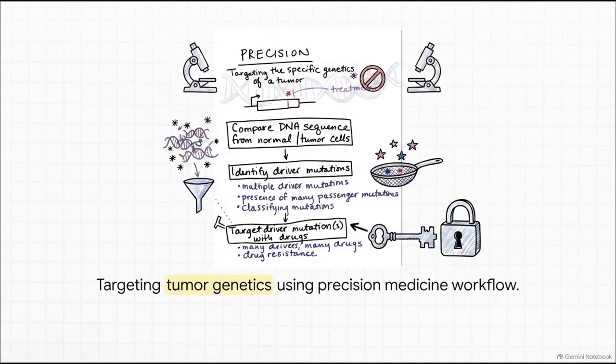The first step involves comparing the DNA sequence from normal cells with the tumor cells. We filter out all the noise, all those passenger mutations, so we can isolate the key driver mutations. And once isolated, the treatment is designed literally like a key for a specific lock. It targets only that driver mutation with a specific drug to halt the uncontrolled growth. It is incredibly elegant science.